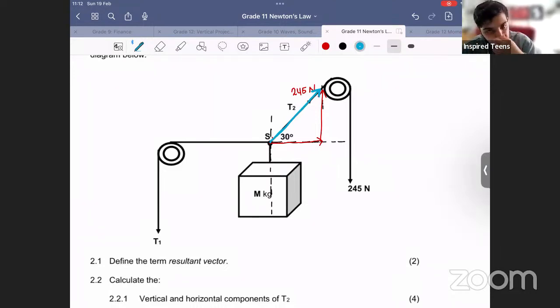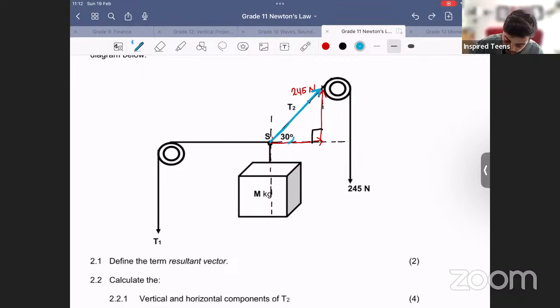Whenever we separate it into its components, we use this 90-degree triangle to help us calculate the value of these components. In this case, we have a 90-degree angle there, we have this angle, and we're going to use our trigonometric ratios, sine, cos, tan. Now they want us to calculate the vertical and horizontal components of T2. So T2 is what? T2 is opposite our 90, so T2 is actually our hypotenuse. Resultant is always the hypotenuse.